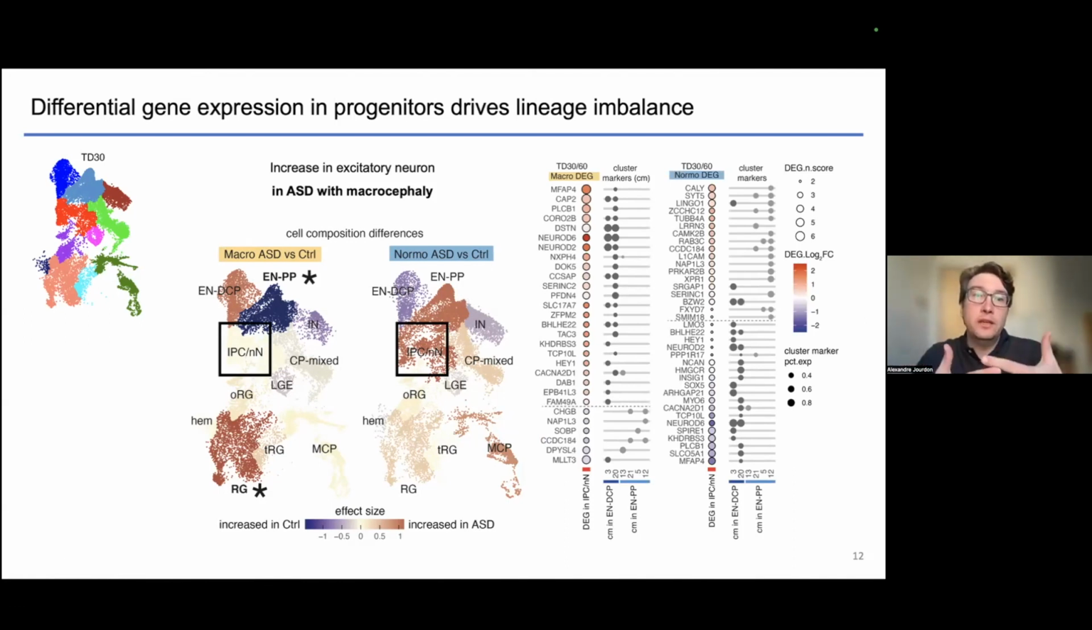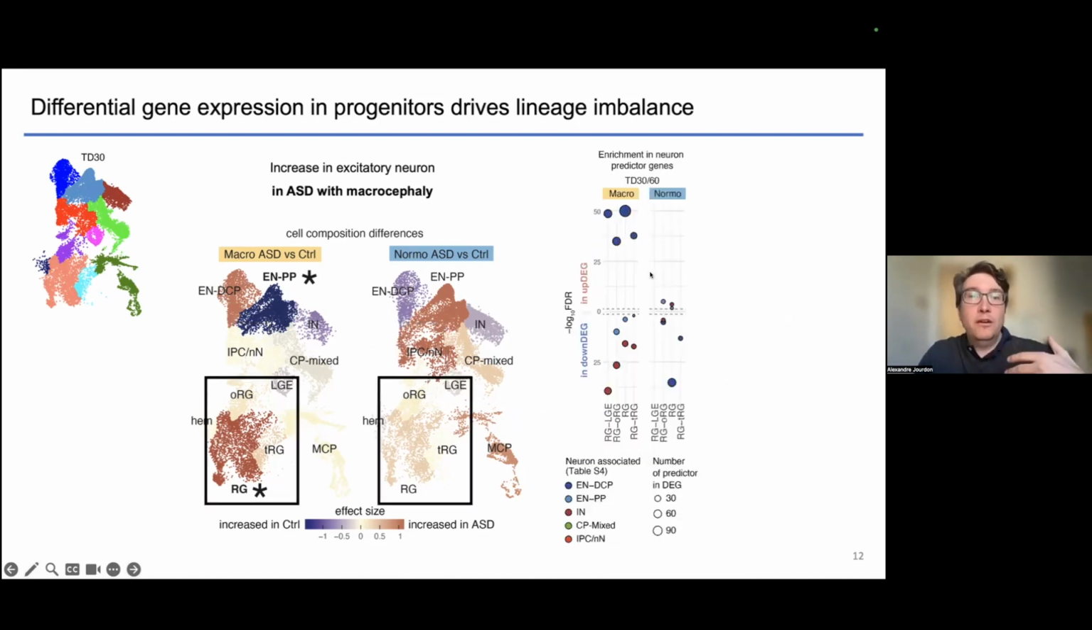For example, if you take the intermediate progenitors, you can see that they already carry this change in trajectory. Most of the macrocephalic DEGs in those clusters are already starting to express cortical plate markers, suggesting an increase in neurogenesis towards the cortical plate excitatory neurons, whereas preplate signatures were more increased in normocephalic DEGs. And when you take the progenitor cells, you also see an enrichment in their DEGs with genes that we characterized as being associated with the production of each neuronal subtype.